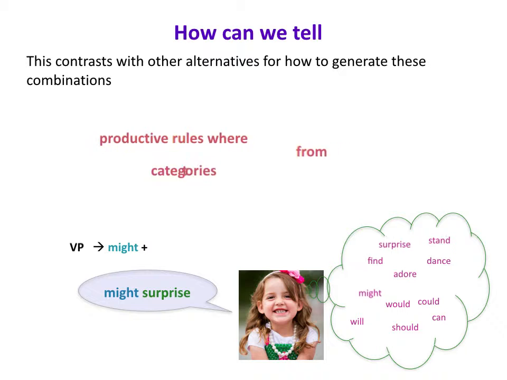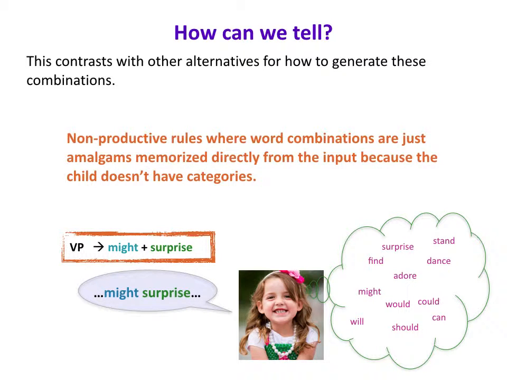The other option is non-productive rules, right? Where you literally are just putting two words together and there's no sort of more abstract level. These are just amalgams that you would memorize directly from the input. Like you heard might surprise, so you say might surprise.